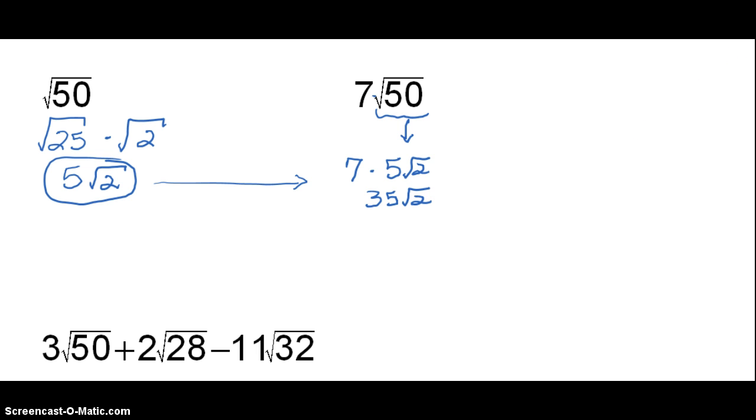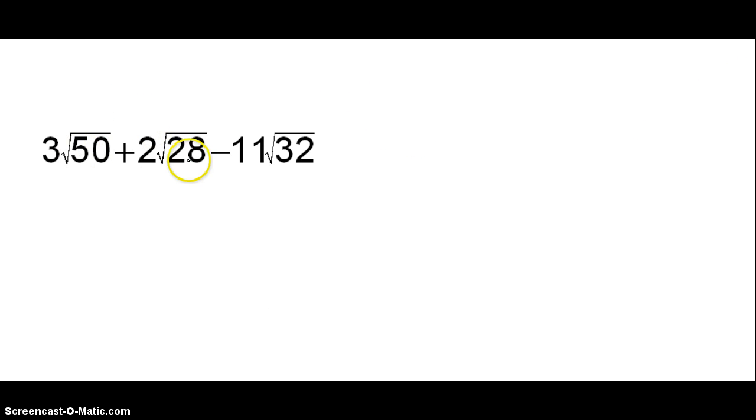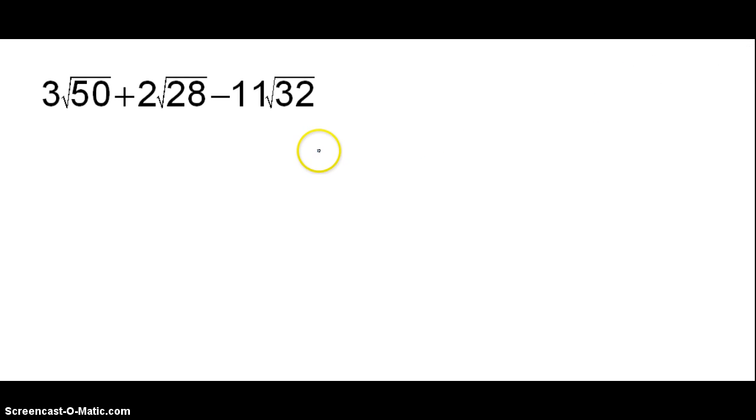Now, continuing with another complete example, you might want to pause at this point and see if you can do this without working it out. Pause here, see if you can do it, and come back. We did the square root of 50 a moment ago, so this is 3 times 5 square root of 2. But we haven't done this one, the square root of 28.